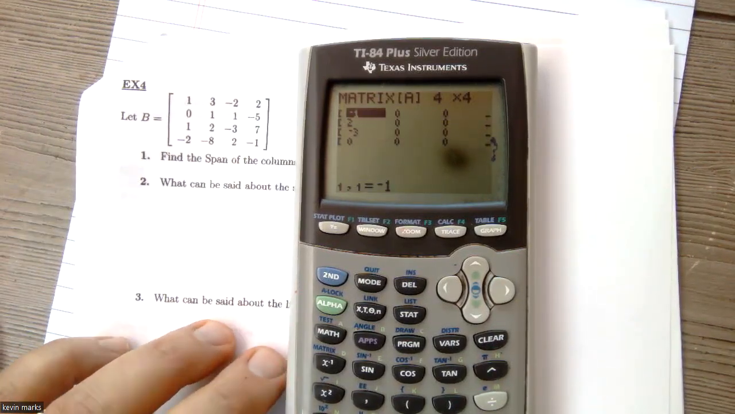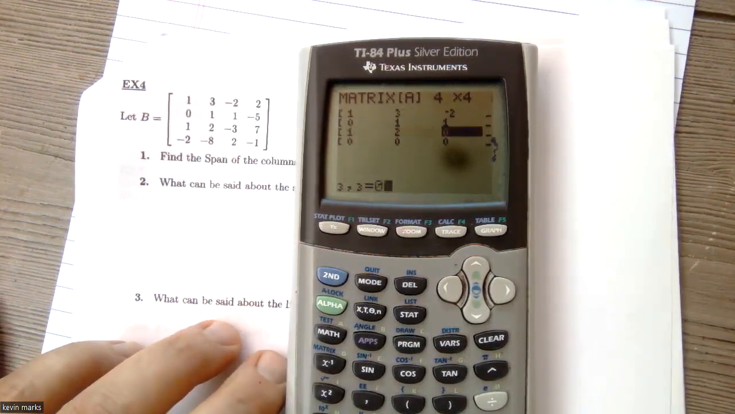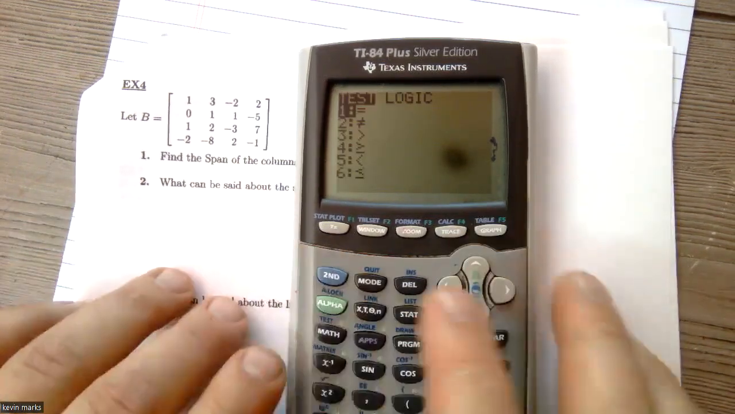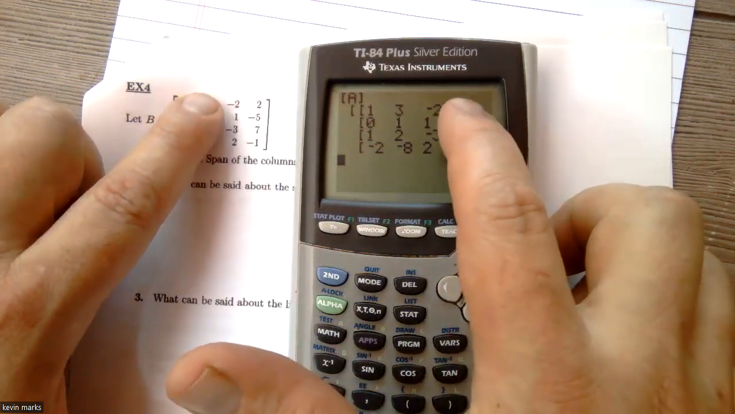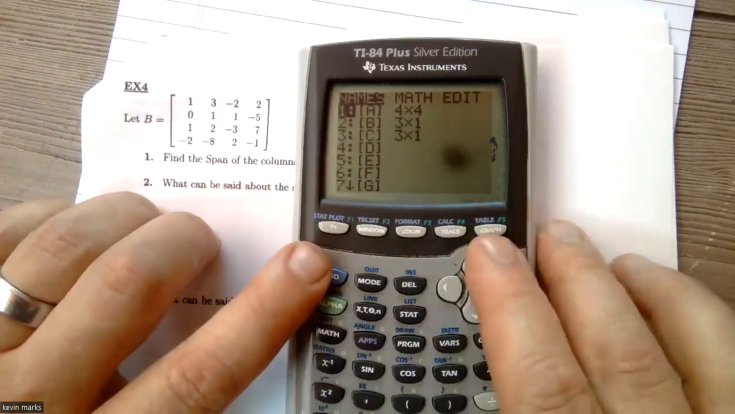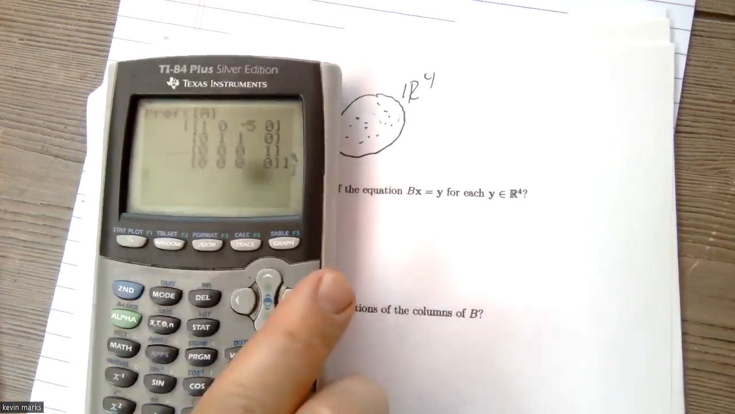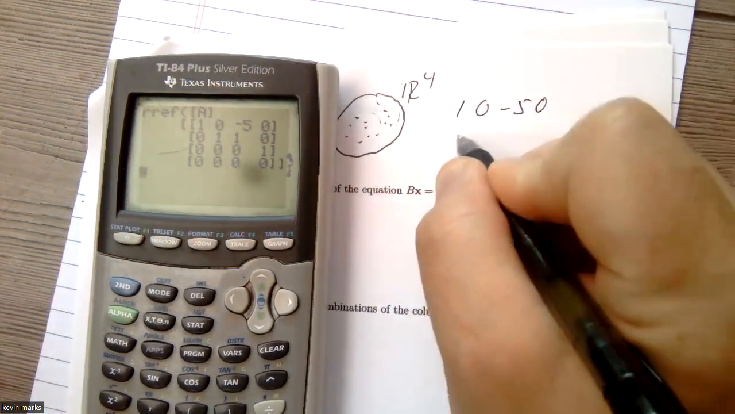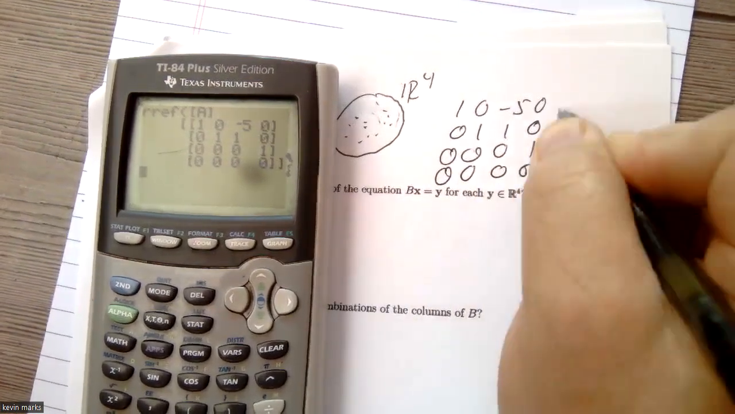This is a 4 by 4. 1, 0, 1, -2, 3, 1, 2, -8, -2, 1, -3, 2, 2, -5, 7, -1. If you reduce that matrix to row echelon form, it produces this. When you row reduce this, it turns it into 1, 0, -5, 0, 0, 1, 1, 0, 0, 0, 0, 1, 0, 0, 0, 0.